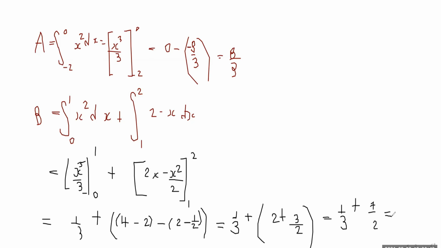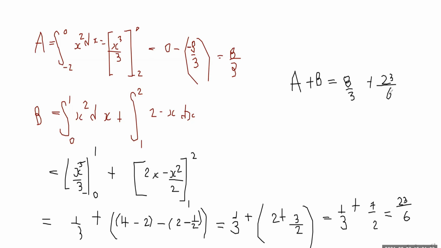all right, I'm just going to take out my calculator. That is 23 over 6. Nice, so we'll get 23 over 6. Now, if B is 23 over 6, what we really need is A plus B, right? So A plus B is going to be equal to 8 over 3 plus 23 over 6.